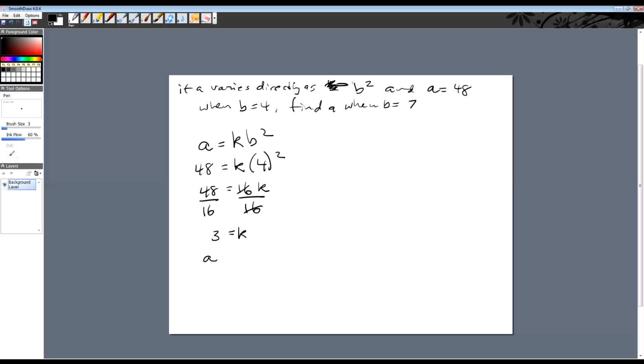So our equation is A equals 3B squared. So find A when B equals 7. So A equals 3 times 7 squared. 7 squared is 49. 3 times 49 is 147.